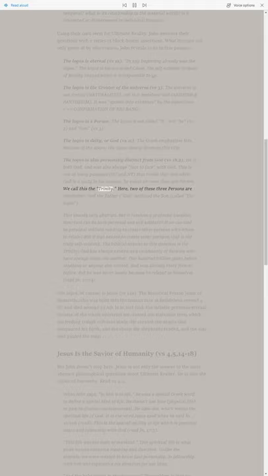We call this the Trinity. Here, two of these three persons are mentioned: God the Father, and God the Son, called the Logos. This sounds very abstract, but it resolves a profound question: how can God be both personal and self-existent? How can God be personal without needing to create other persons with whom to relate? But if God needed to create other persons, God is not truly self-existent.